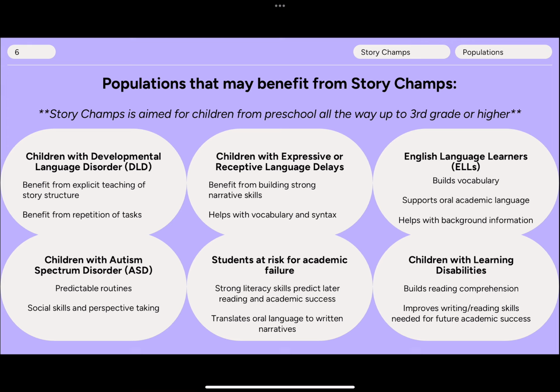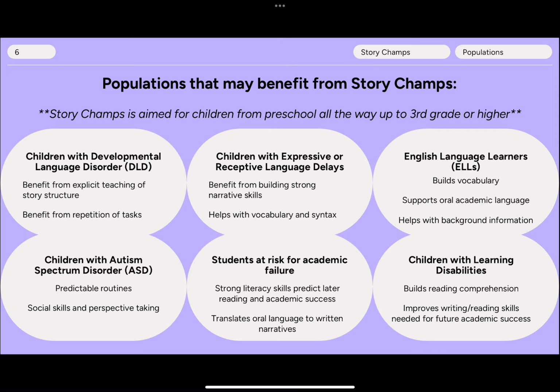So I created a list of populations that may benefit from Story Champs. This is from research and actually from the writers of Story Champs. So I kind of compiled it from both. Story Champs is aimed for children from preschool all the way up to 3rd grade or higher, but they recommend preschool to 3rd grade. And populations that benefit are children with developmental language disorder. They typically benefit from explicit teaching of story structure and that repetition of tasks.